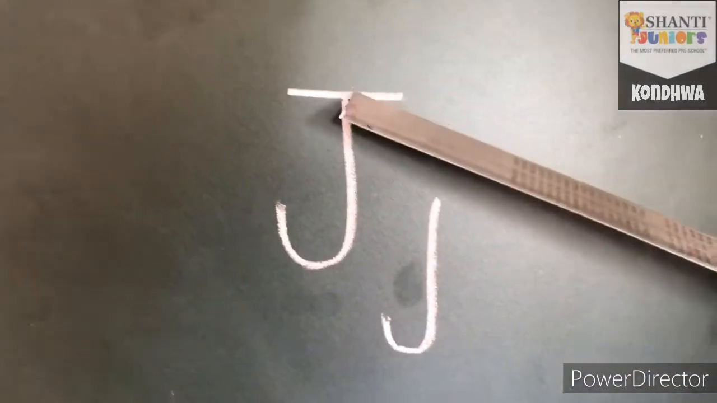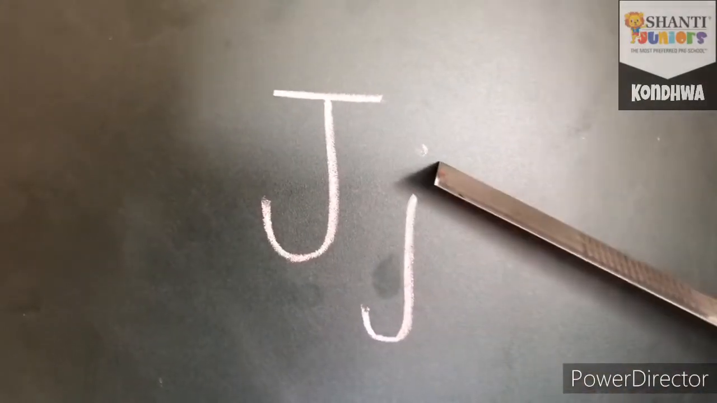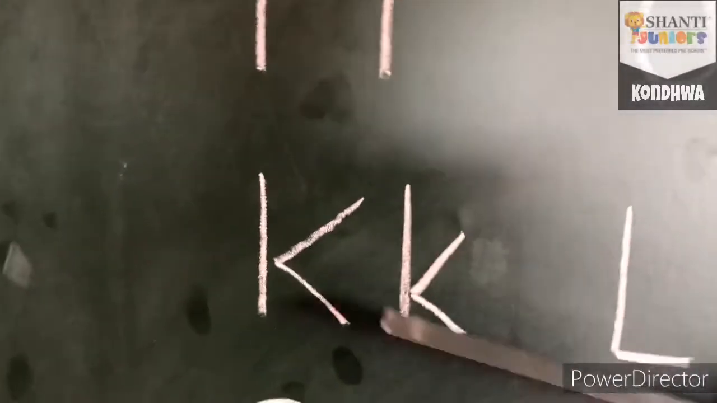See this? How you have to write this? This is capital J and this is small j. Now we'll come to K.